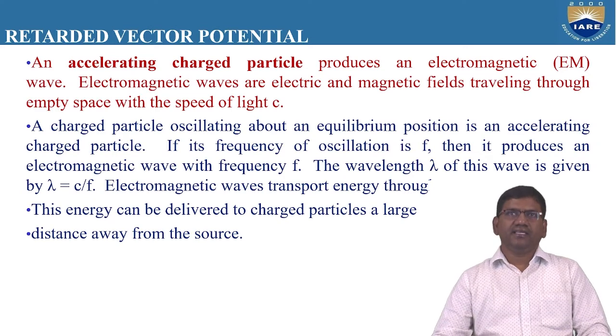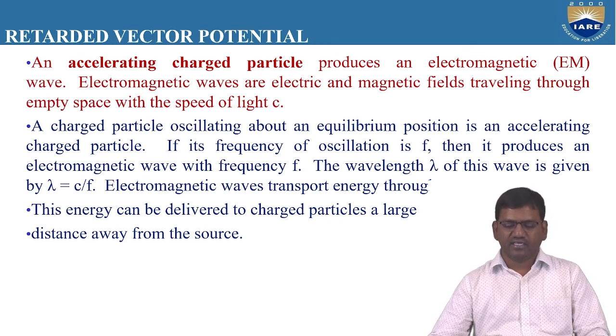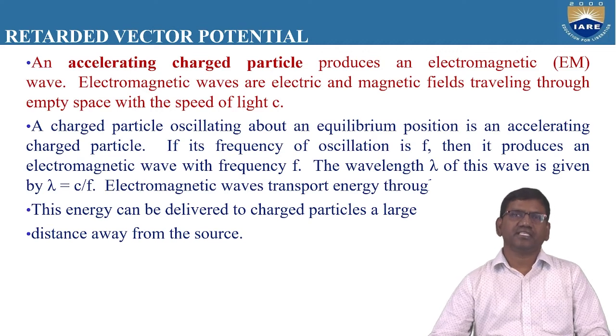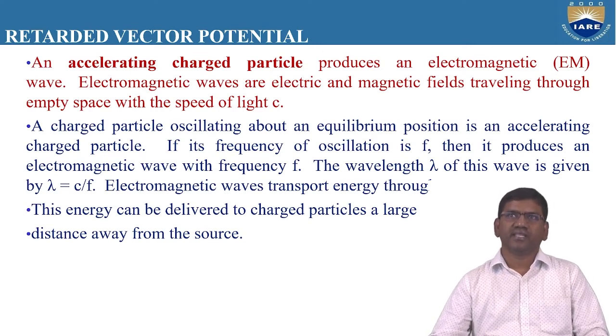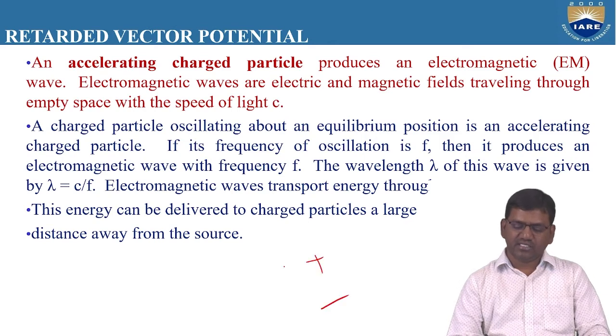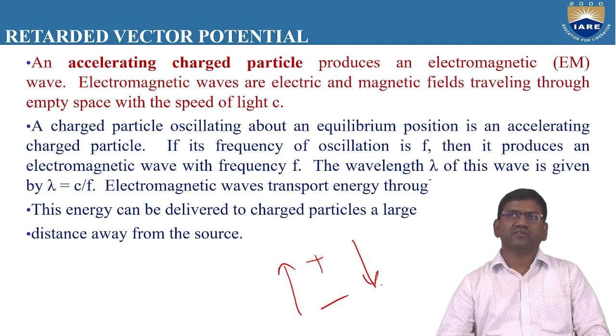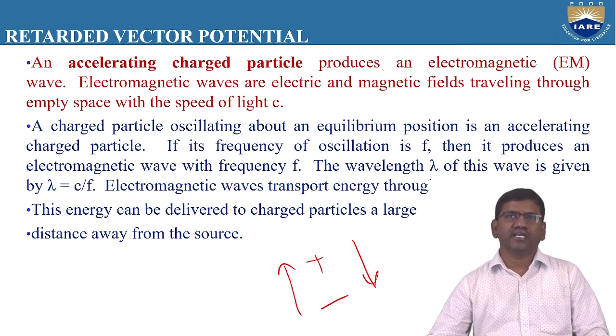And here the charged particles are accelerated. That means they move with the speed of light. That means an accelerating charged particle produces an electromagnetic wave. Whenever these positive charges and negative charges move back and forth, that means they are fluctuating up and down, they will produce an electromagnetic wave.